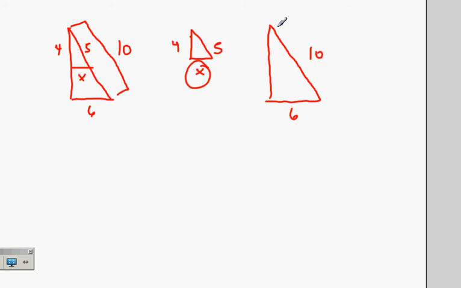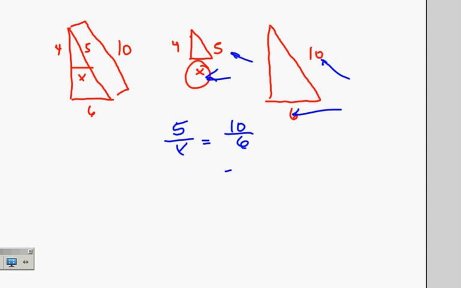Some of you may say, well, that's 8. That's fine. Just the information's not there, so we're not going to go with that assumption yet. The information we do have is these corresponding sides. So we're going to create a proportion based on those corresponding sides. 5 over x equals 10 over 6.